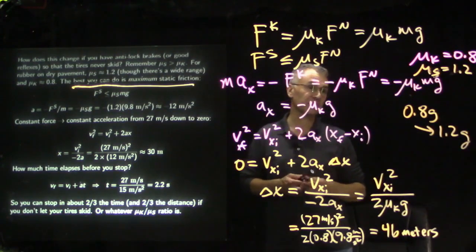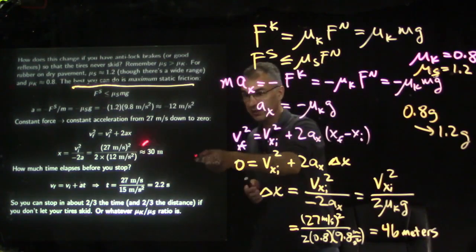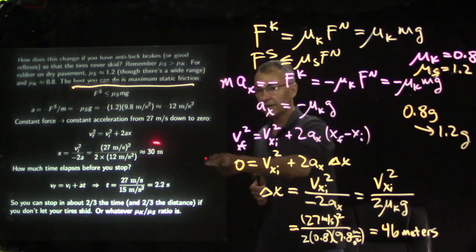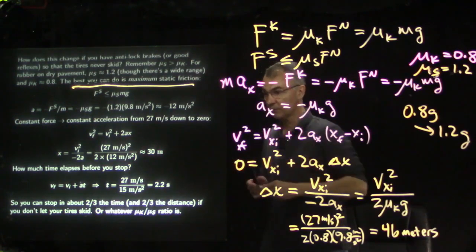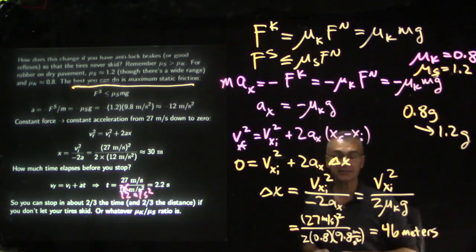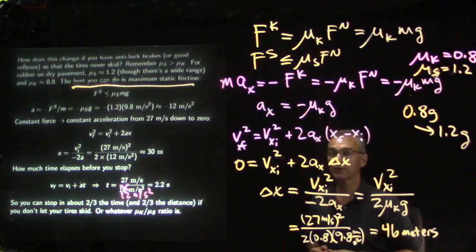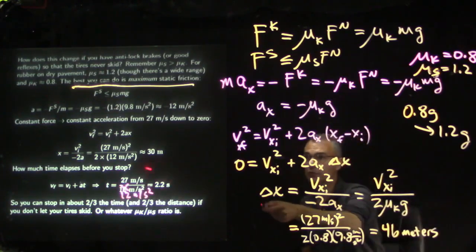So the acceleration is about 1.5 times as big. So that means our stopping distance is about 2/3 what it was before. So instead of 45 meters, we get 30 meters. That makes sense because our acceleration is 1.5 times as big, so the stopping distance is about 2/3 as big. So then the time it takes to stop, instead of 27 meters per second divided by 8 meters per second squared, which was 0.8 g, instead we have 27 meters per second divided by 12 meters per second squared, which is 1.2 g, so that's about 2.2 seconds.